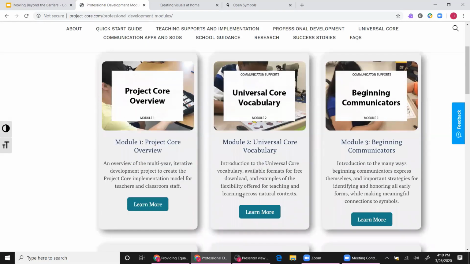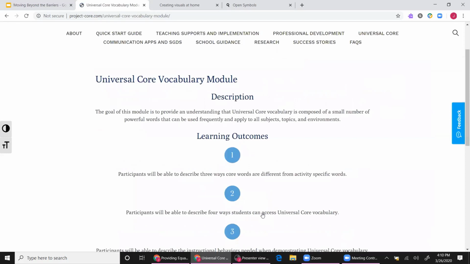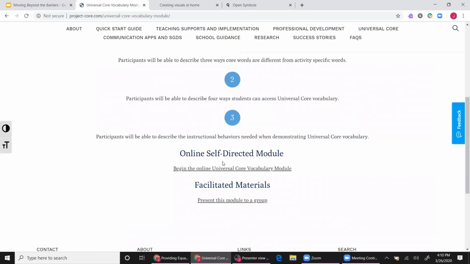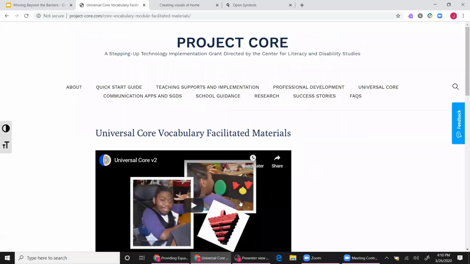And so if you click on a unit, this is module 2, it gives you their learning outcomes. You can do an online self-directed module. This is great if you just want to do some self-learning on your own. You can even take a really easy, quick assessment at the end, and that assessment will let you print off a certificate saying that you did it for continuing ed time. But they also have a whole facilitated module on each one of these.